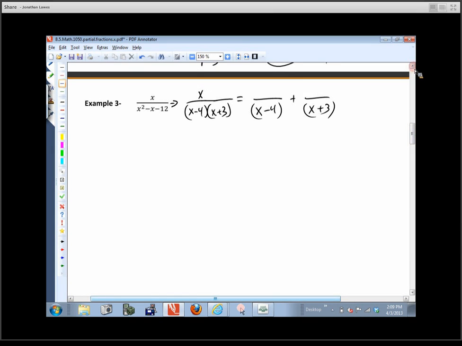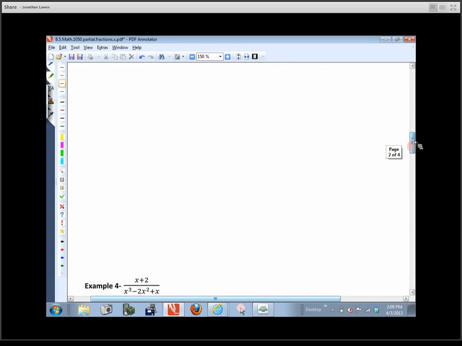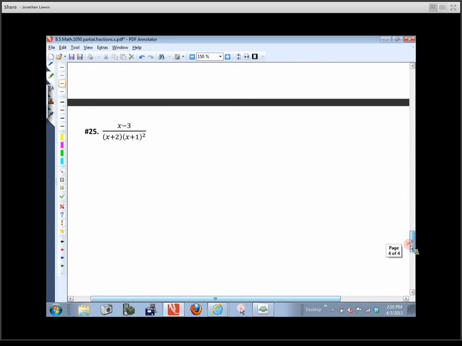Zach? If it did have like an x minus 4 squared, you'd have to write 2 x minus 4s. You would, and I think there's one of those coming up. If not, I'll be sure to do one. There's one right there. There's number 25.